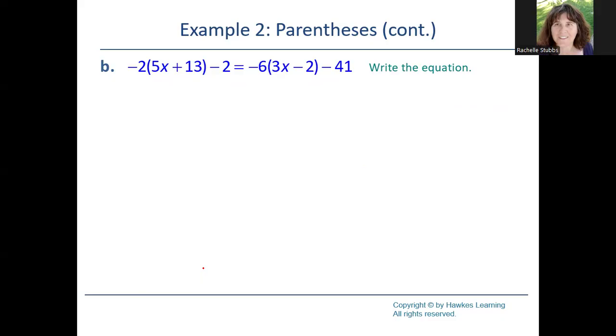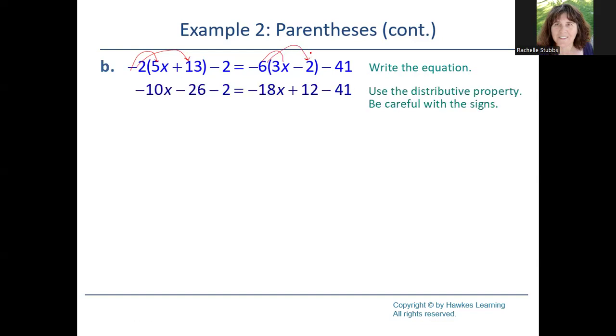So this one, once again, we want to distribute. This negative is attached to the negative 2. So when you multiply, make sure that negative is multiplying through, and also over here and here. So I get a negative 10x minus 26 minus 2 equals a negative 18x plus 12 minus 41.